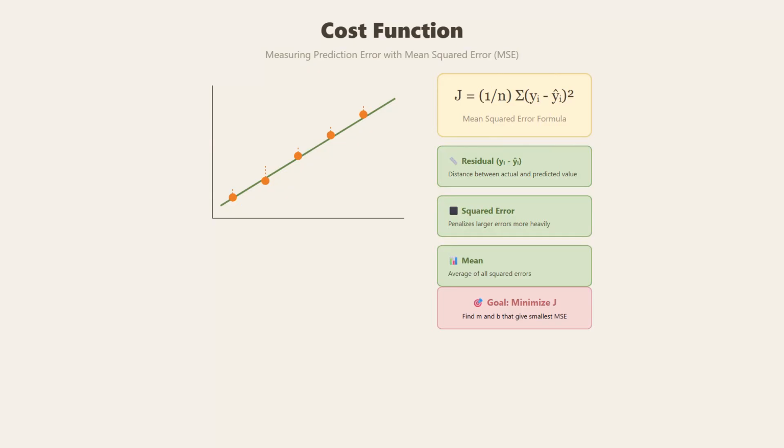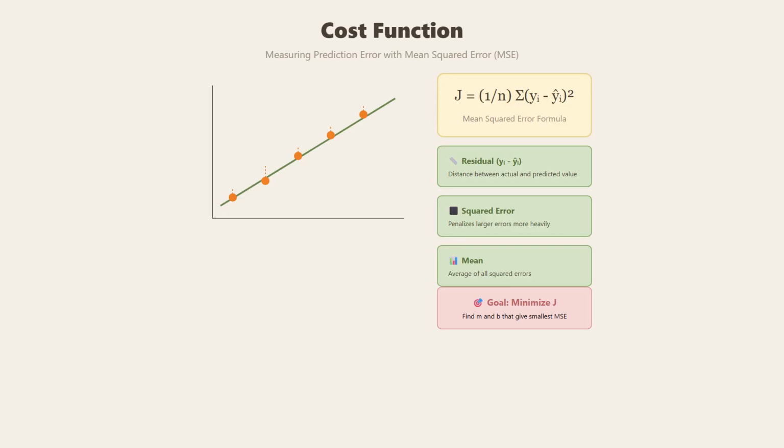The problem is that some residuals are positive and some are negative, so if we just added them up, they might cancel out. To fix this, we square each residual. This makes all values positive and has another important effect. It penalizes larger errors more heavily than smaller ones. An error of 10 gets penalized 100 times more than an error of 1.